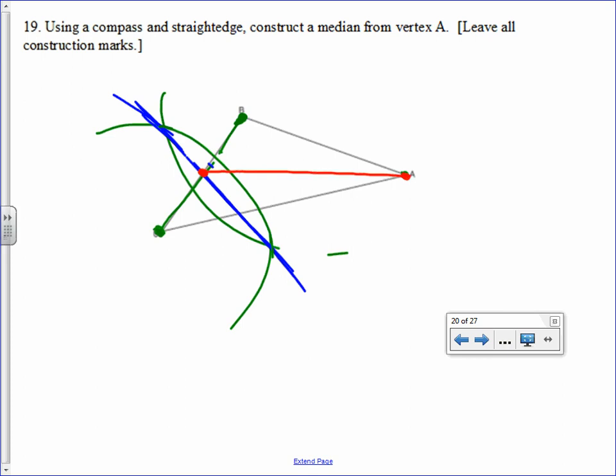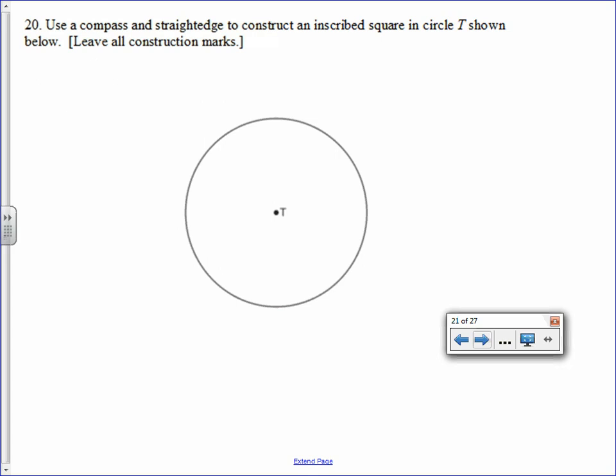To construct a median now, I connect the midpoint, which I just found, with the vertex, and there's my median. Again, do not do this freehand. Do not even try and do it freehand. I obviously just failed at it pretty poorly. So use your compass, take your time with it, practice it.